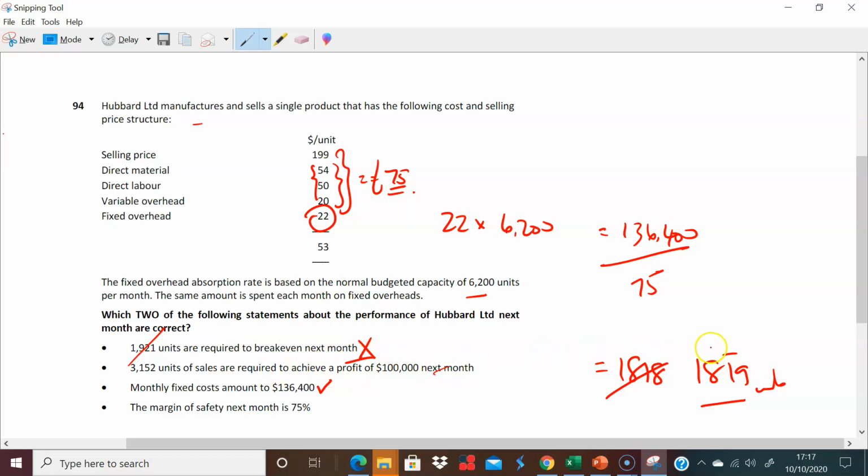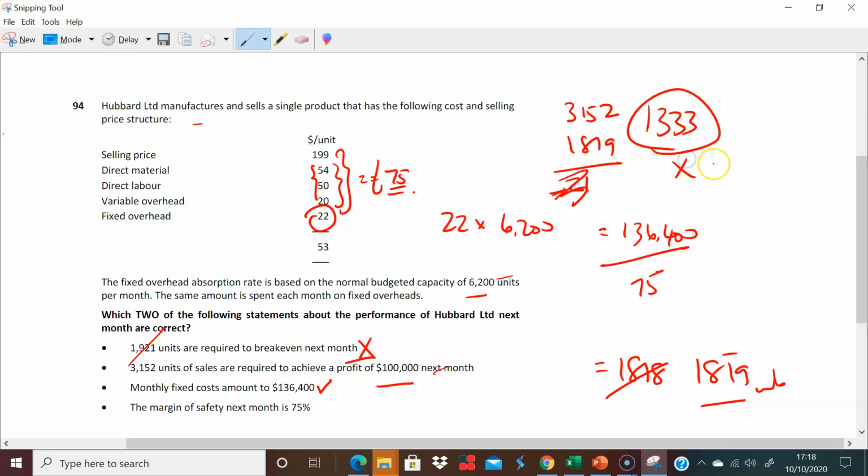I want a profit, so I've broken even. I know at break even I am at zero profit. So if I want to test this, I simply need to look at the additional units. So 3152 units minus 1819 units is 133 units. So I have 133 units to work with, and I multiply this by the contribution, because everything after break even is contribution times 75.